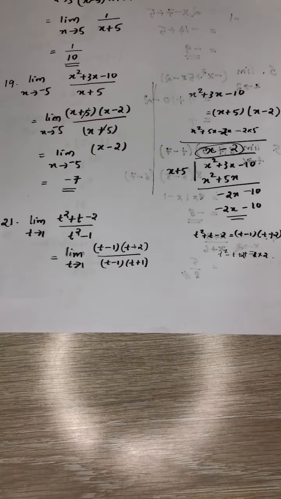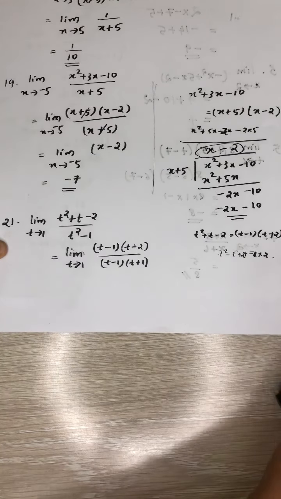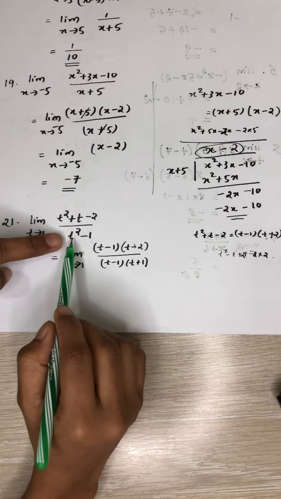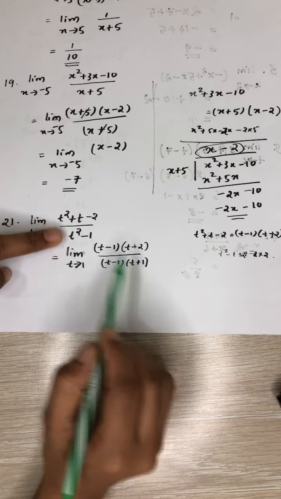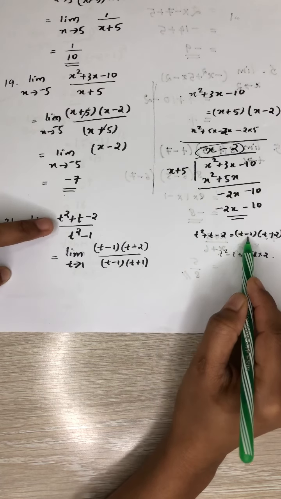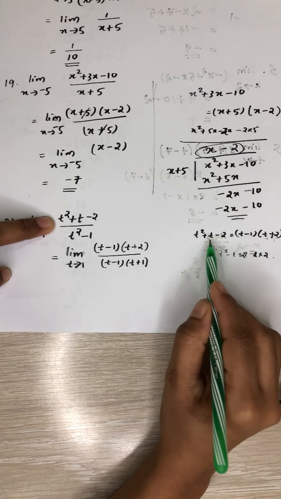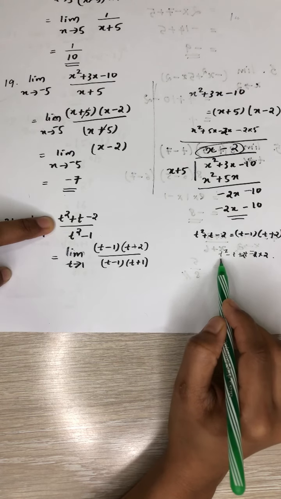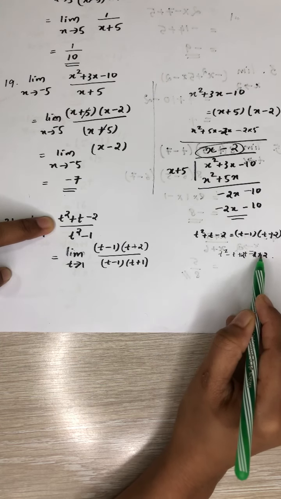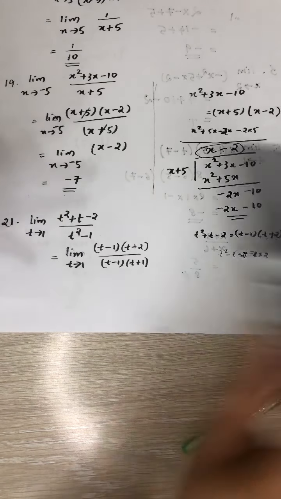Next question, limit t tends to 1, (t square plus t minus 2) by (t square minus 1). Here we can factorize the denominator as (t minus 1) into (t plus 1). And t square plus t minus 2 is (t minus 1) into (t plus 2). This is just t square plus t, that is t square minus t plus 2t minus 1 into 2.